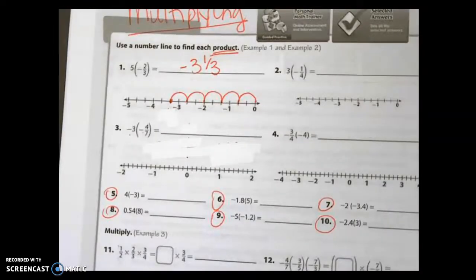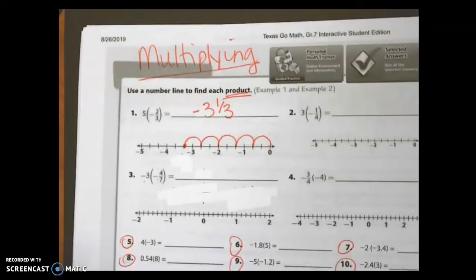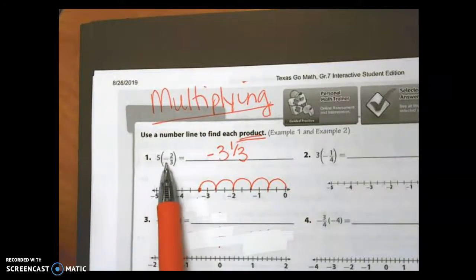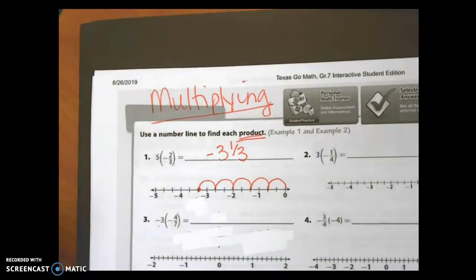If we look at page 38, number 1, I've kind of done number 1 already, and I have 5 times negative 2/3. Some students may confuse this with an addition or subtraction problem. This is not 5 minus 2/3. I talked about it in class today, but we're going to see multiplication written in several different ways.